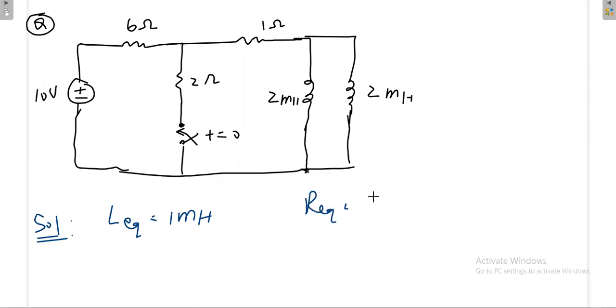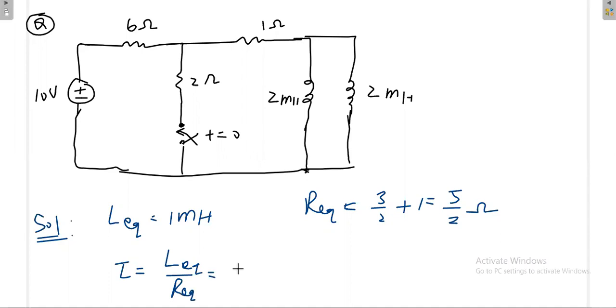6 parallel with the 2 you will get, what is 6 parallel with the 2? 12 by 8, that is 3 by 2, plus 1, that is 5 by 2 ohm. Then what is tau? Tau is equal to L by R, L equivalent divided by R equivalent. Then this is 2 by 5 millisecond. If we measure before closing the switch, then no need to take this 2 ohm into account. Simply you can consider 6 and 1 and then straight away you can write. Okay, so the next problem.